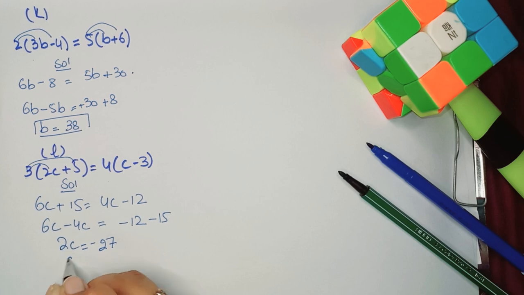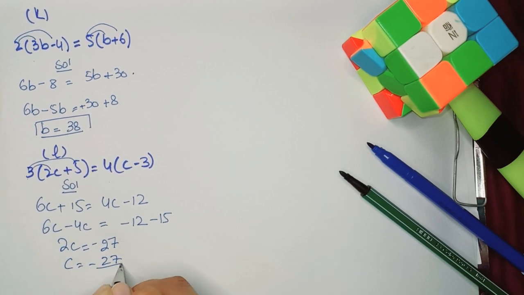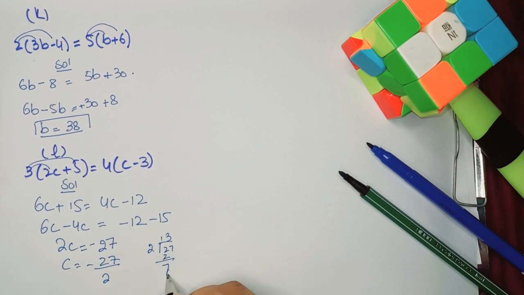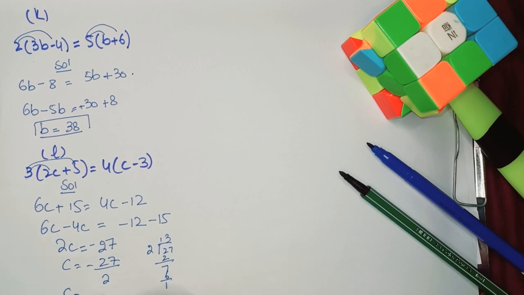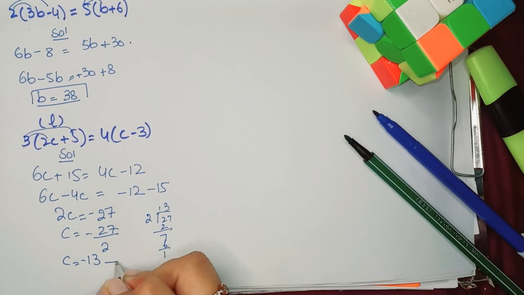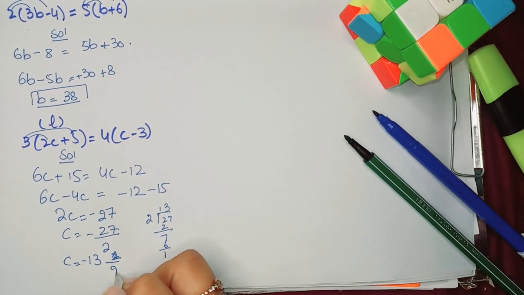6c minus 4c, 2c, minus minus would be plus, so it will be minus 27. Now this 2 needs to be eliminated, so 27 by 2. Now we will divide it, 3 times 6. So we have 13 whole, 1 by 2.